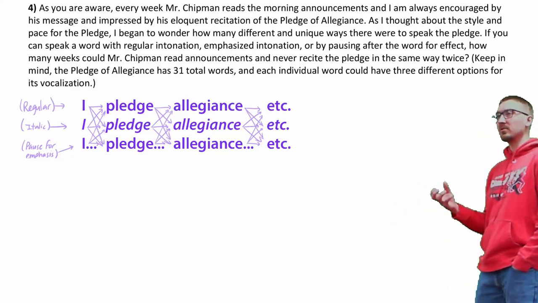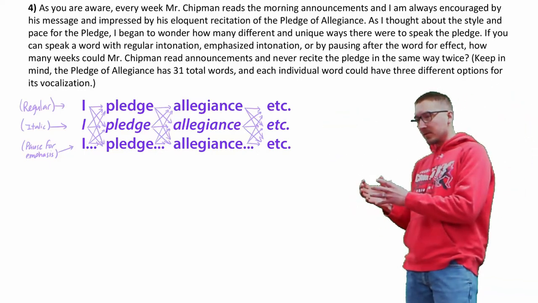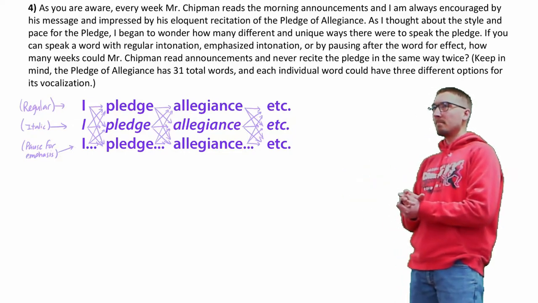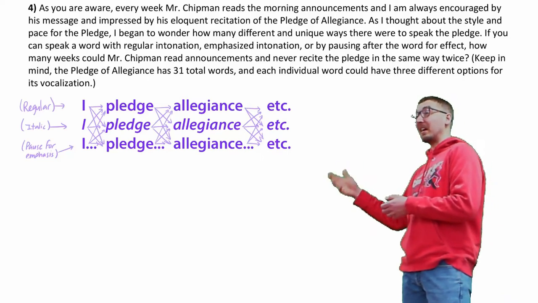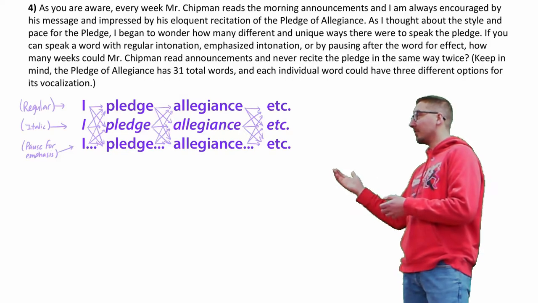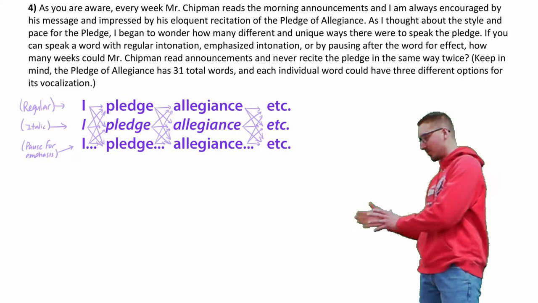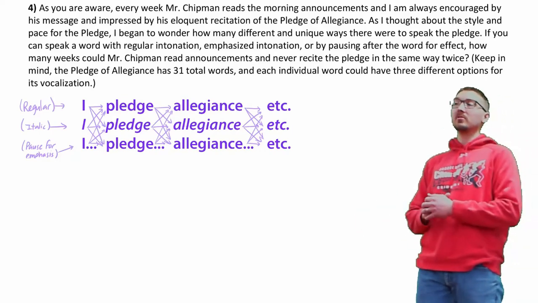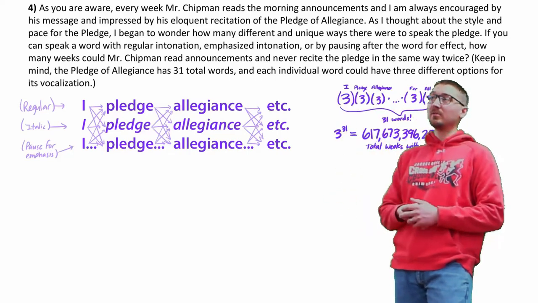I pledge allegiance. And it helps to take this bigger problem and boil it down into just maybe the first couple of words. I pledge allegiance. So you can say I with regular intonation, italic emphasis, if you will, and then pause. I pledge. And so if we take 3 times 3 times 3 times 3 for all of the words in the Pledge of Allegiance, since there are 31, that is 3 to the 31st power.